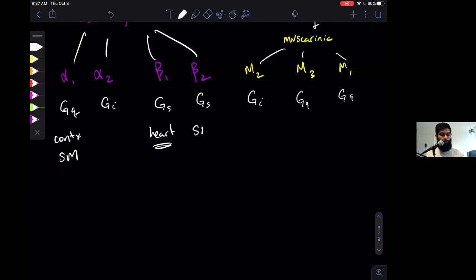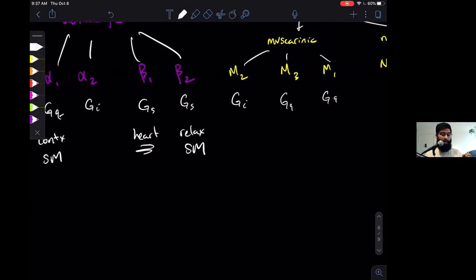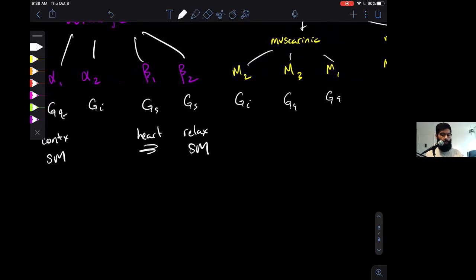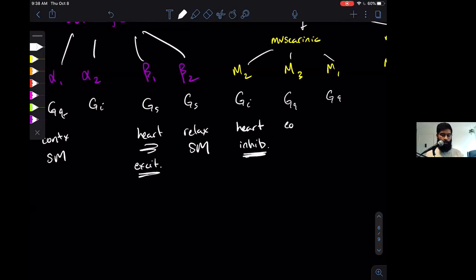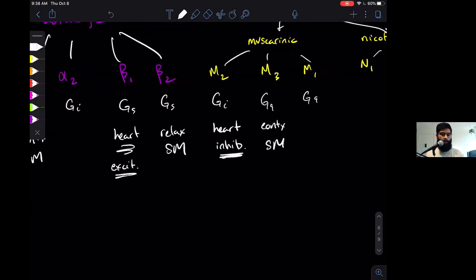Beta 2 is going to be smooth muscle relaxation. So it's going to relax smooth muscle. Again, this can be in your vasculature, so your blood vessels, this can be in your GI tract, this can be in your bladder, et cetera. M2, the GI, is also going to be on your heart, but this is going to be inhibitory. So this one is going to be excitatory, and this one is going to be inhibitory. M3 is going to contract smooth muscle. And then M1, I've actually never seen M1 asked of me or anywhere anatomically, but this is in neural tissue and this is secondary.